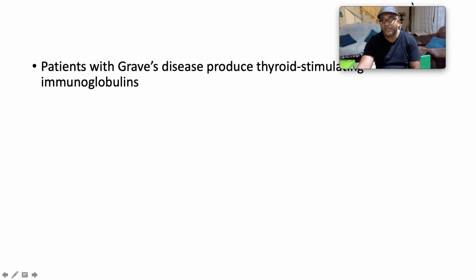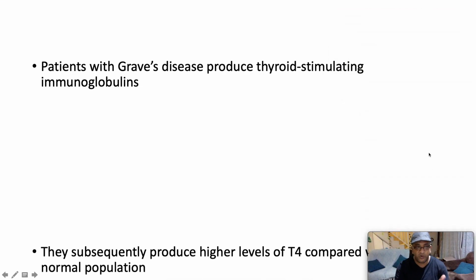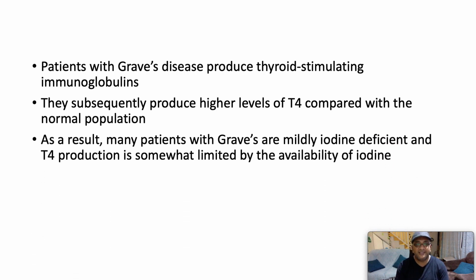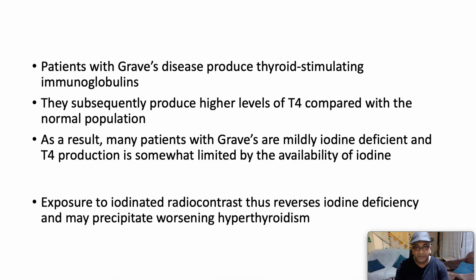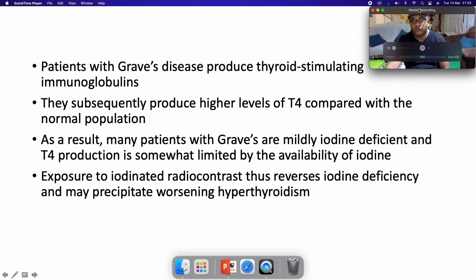So what's the rationale behind this, everybody? Patients with Graves' disease produce thyroid-stimulating immunoglobulins, right? These subsequently produce higher levels of T4 in comparison with the normal population, and as a result, many patients with Graves are actually mildly iodine deficient, and T4 production is somewhat limited by the availability of iodine. Now, exposure to iodinated radio contrast thus reverses the iodine deficiency, and it may precipitate worsening hyperthyroidism. Can't have that.